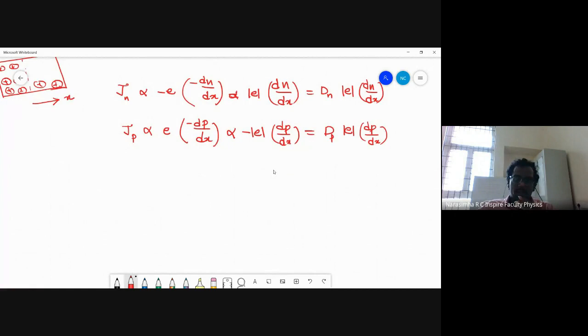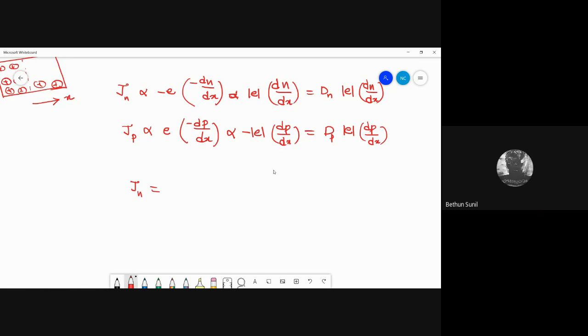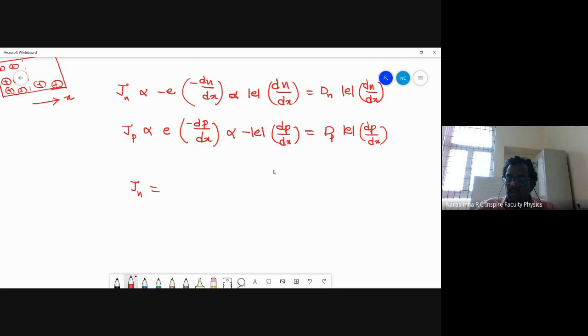Now you can write the total current density due to the electrons. What about the minus sign in the holes density? Okay, I forgot here. Yes, I forgot that. Sorry.